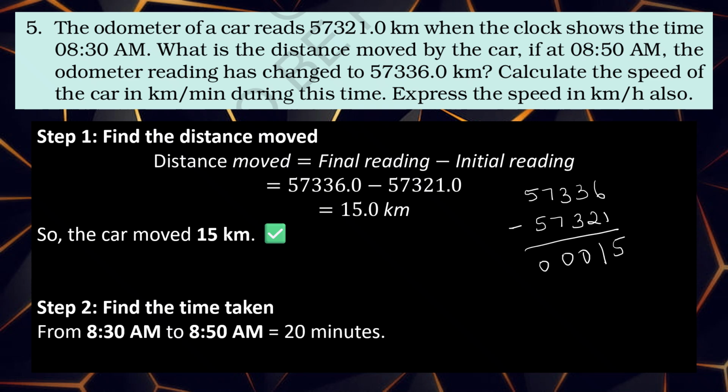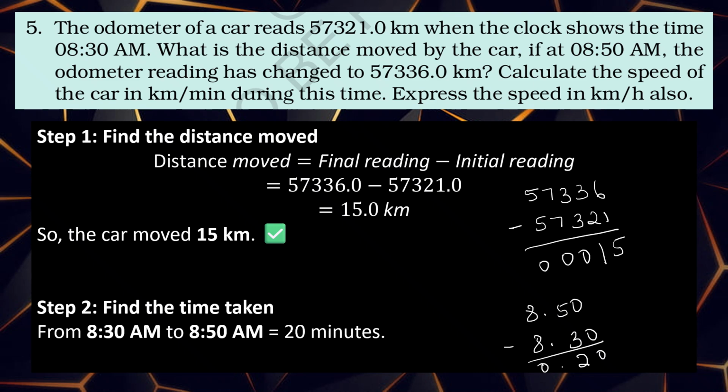After that, find the time taken. It is also not given directly, indirectly given here. From 8:30 a.m. to 8:50 a.m. Subtract these two. 8:50 minus 8:30. How much will you get? 20 minutes. 0 minus 0, 0. 5 minus 3, 2. It is 0. That means 20 minutes. Time taken is 20 minutes.